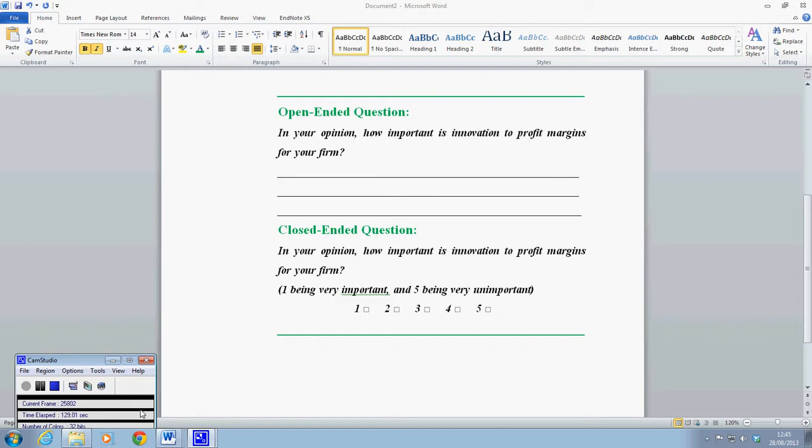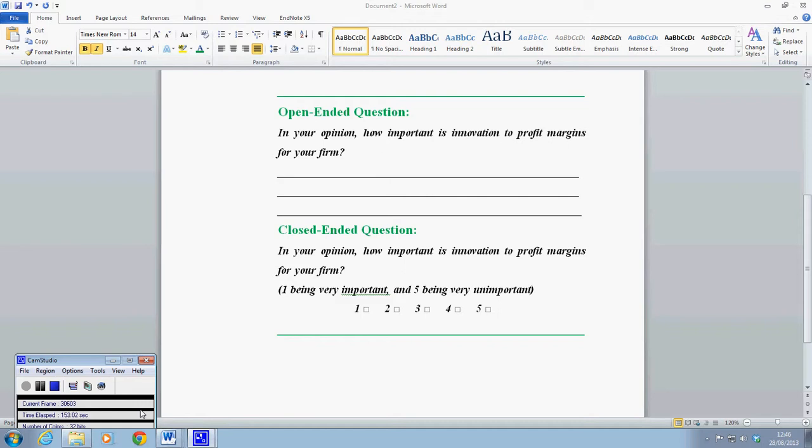Closed-ended questions, by and large, are easier to complete and faster to complete, and therefore tend to have higher response rates. But you do need to consider the type of data that you want. If you want very qualitative data, very in-depth data, if you really want to know the opinions of the respondent, an open-ended question may be the one to go with.